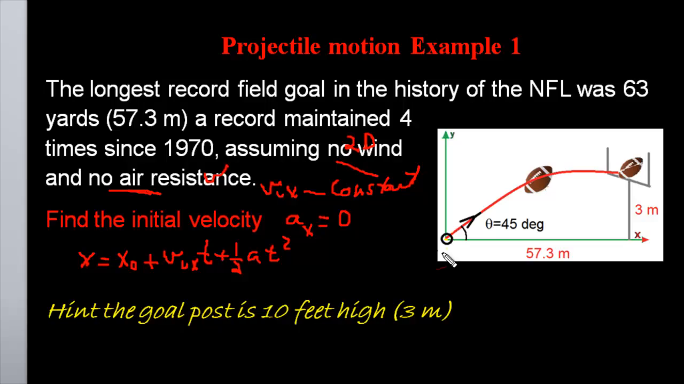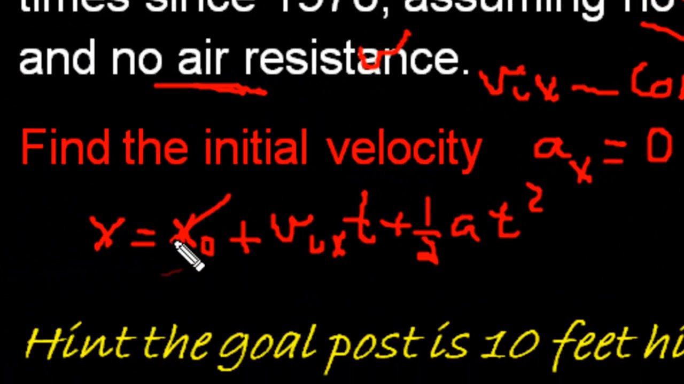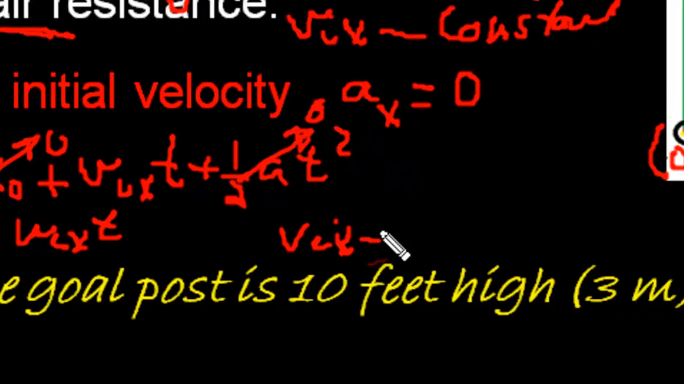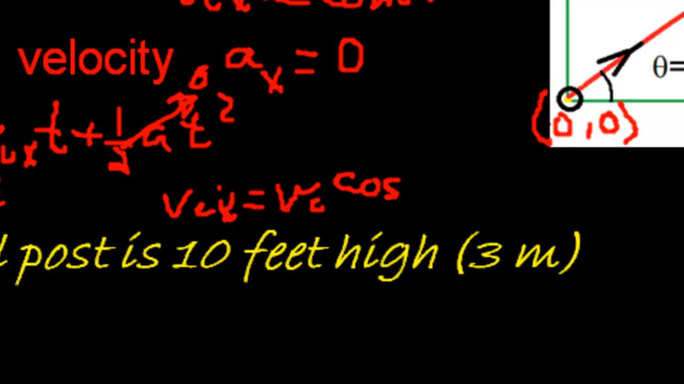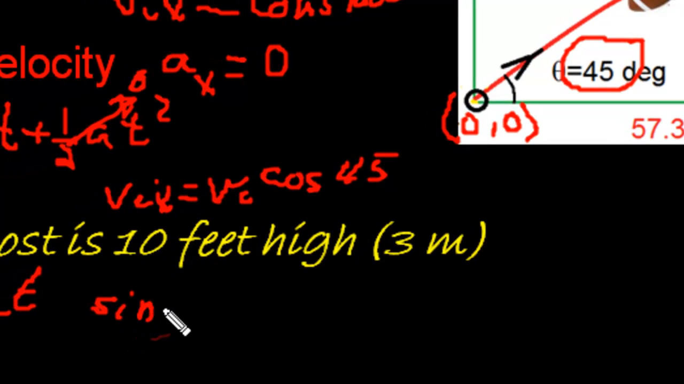Since the ball is launched at the origin, that's 0 on the x and 0 on the y. This term becomes a 0, and this term becomes a 0. So x would equal v initial in the x direction times time. V initial in the x would equal v initial vector times cosine of the angle in between, which is 45 degrees. Notice that sine 45 equals cosine 45.